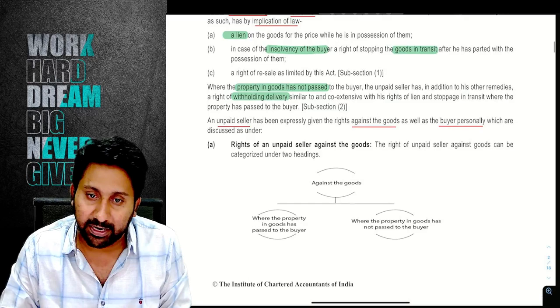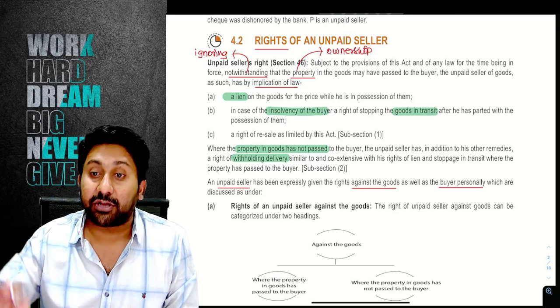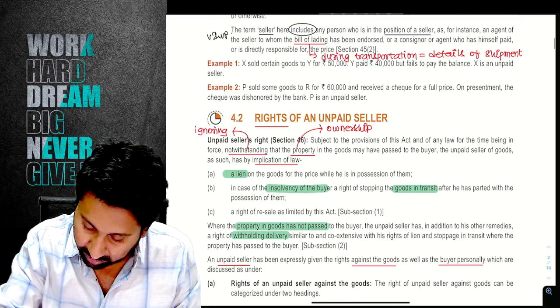So hope you can understand this point. First one, what is right number one? Lien. Number two, in case of insolvency, I can stop the goods in transit. Number three is right of resale. Write down somewhere else as a shortcut point.